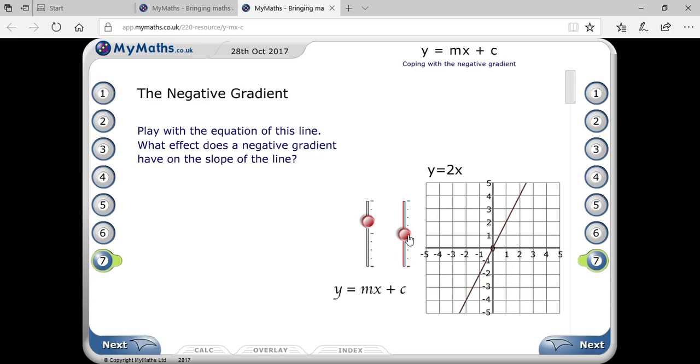And now that negative gradient means whether you would like to go up or down. If you would like to go up, then you can see that the intercept is positive. If you would like to get down, then you can see that now your gradient is negative and the intercept is negative. Clear? Yes.